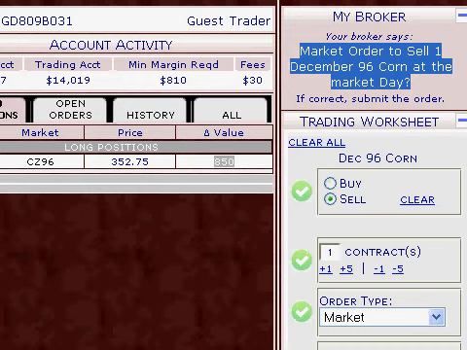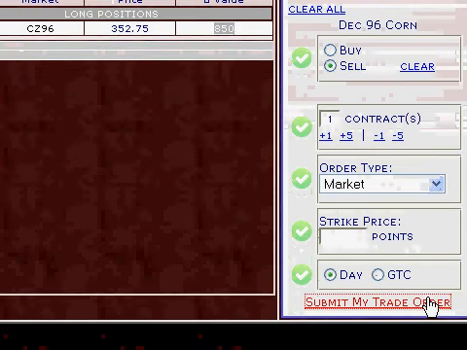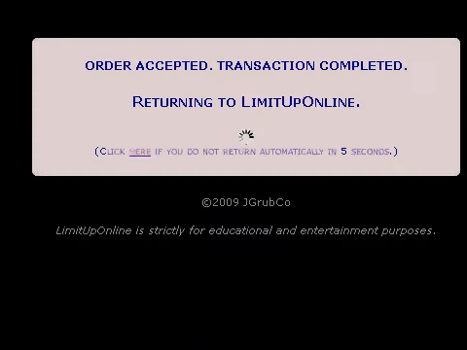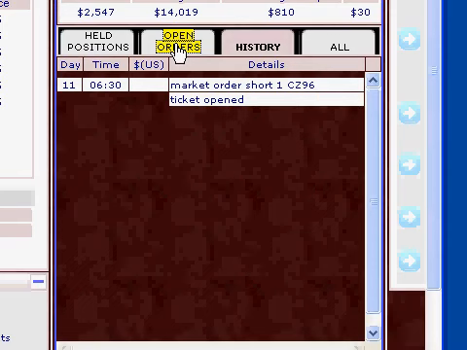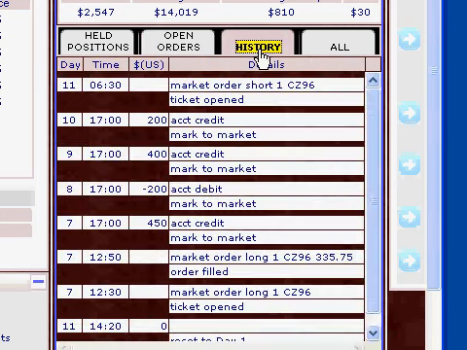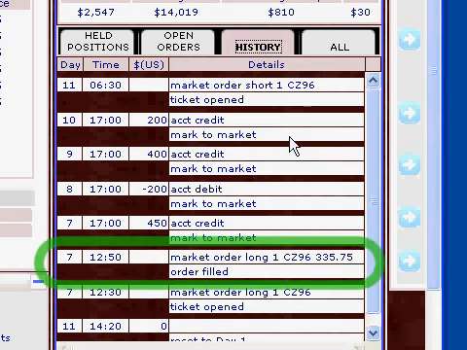When it comes time to fill this order, the new short position will cancel out the old long position. The sell will cancel out the buy. And the difference between the two prices is our profit or our loss. Let's go to the transaction history window so that we can see what's going on. Along with our previous transactions, we can see the current open order.